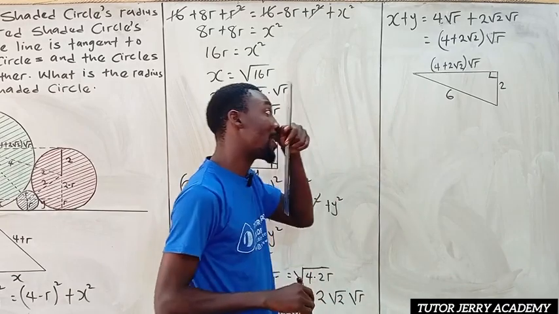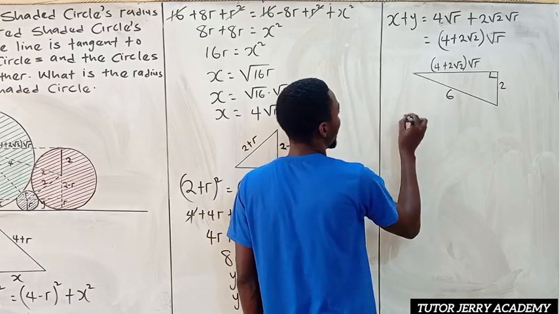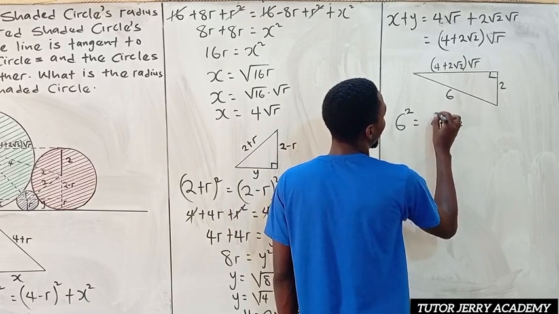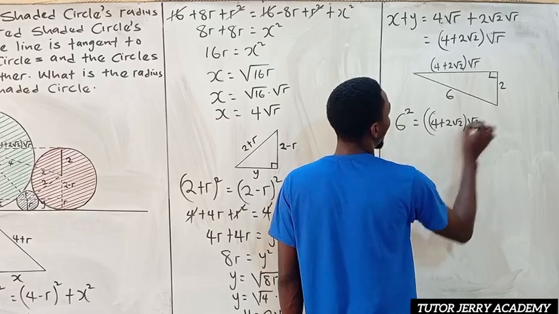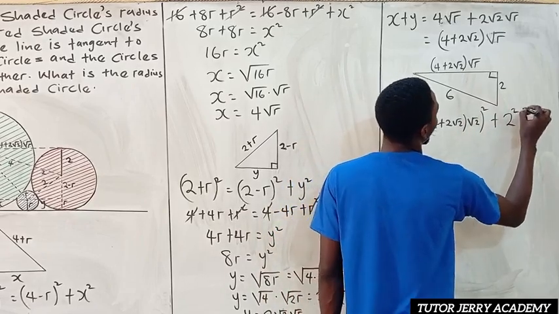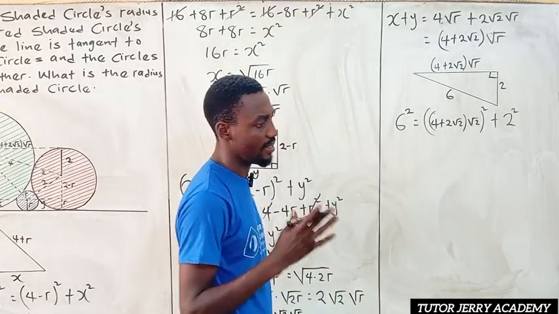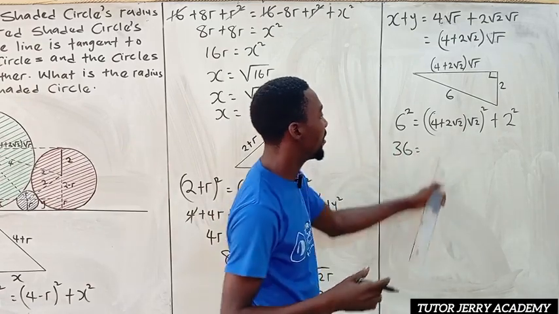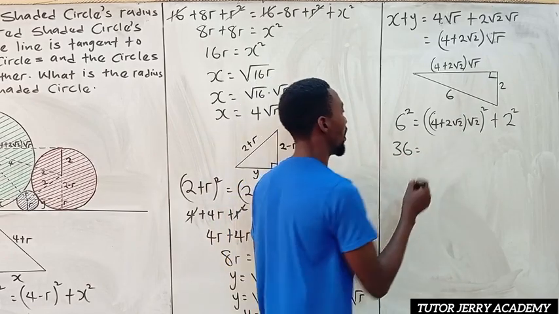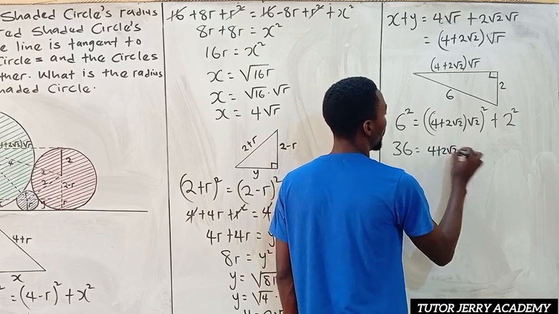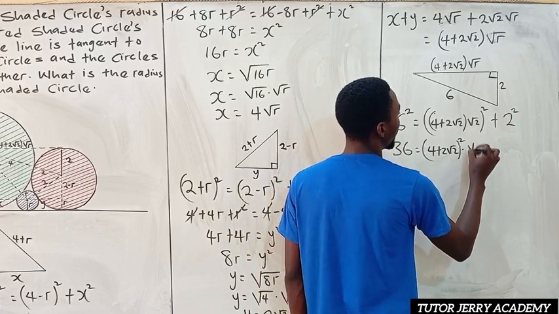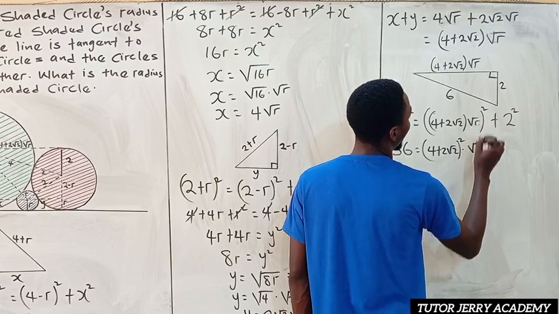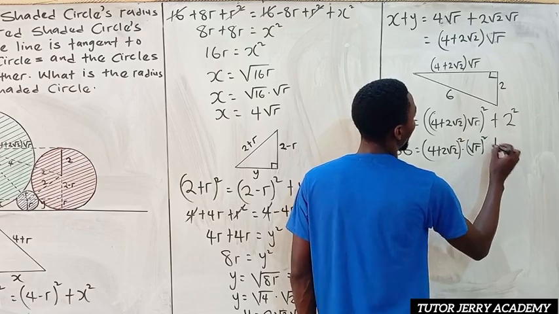All right, so now if we apply Pythagoras theorem here, we are going to have 6 squared equals 4 plus 2 root 2 into root r, all squared, plus 2 squared. All right, 6 squared is 36. So we are going to have 36 equals, now we can split this square on what we have here. So we are going to have 4 plus 2 root 2, all squared, multiplied by root r. Sorry, this is root r, not 2. Root r, all squared, plus 4.